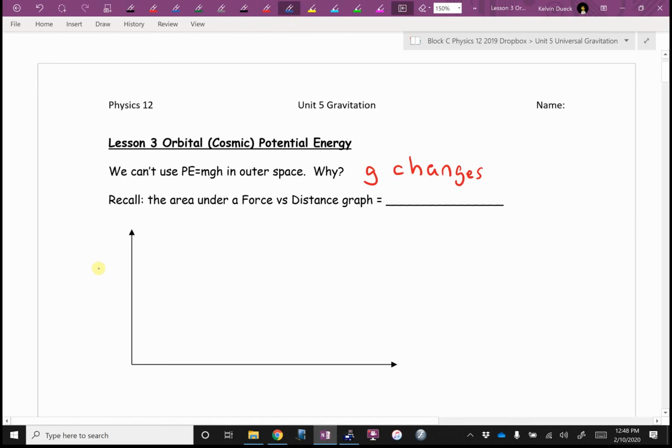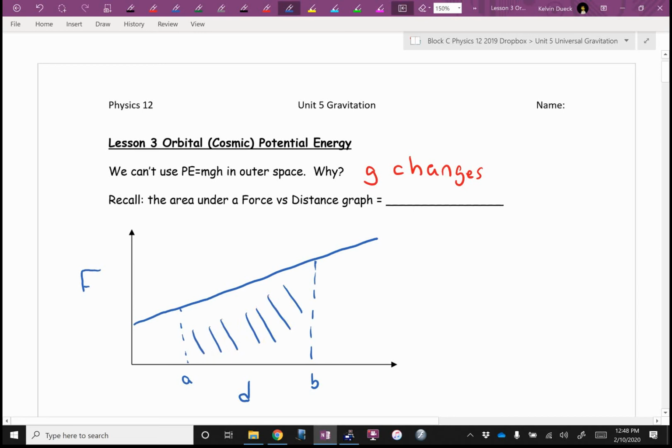First of all, recall the area under a force versus distance graph. So put a little f and a little d. Draw kind of a line going up at a slant. But this time what I'd like you to do, draw a line down, put a lowercase a there, draw another dotted line down, and put a little b there. And then you can completely color it in, or just kind of do that like I just did.